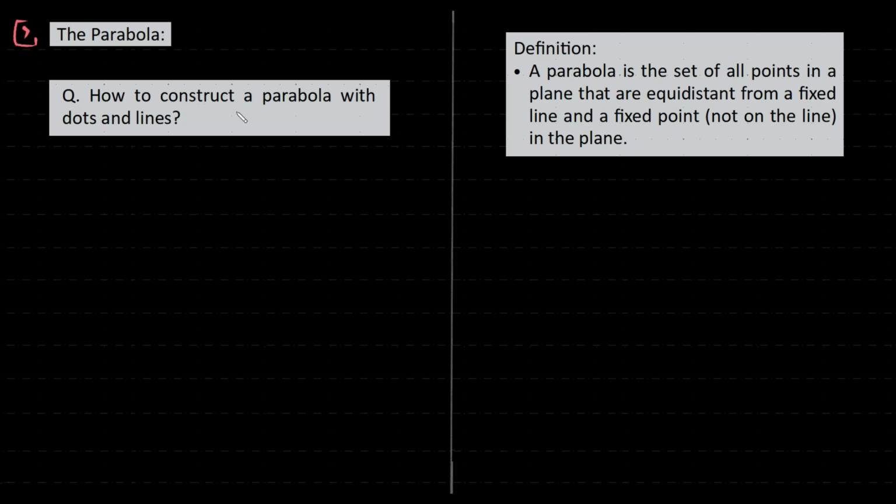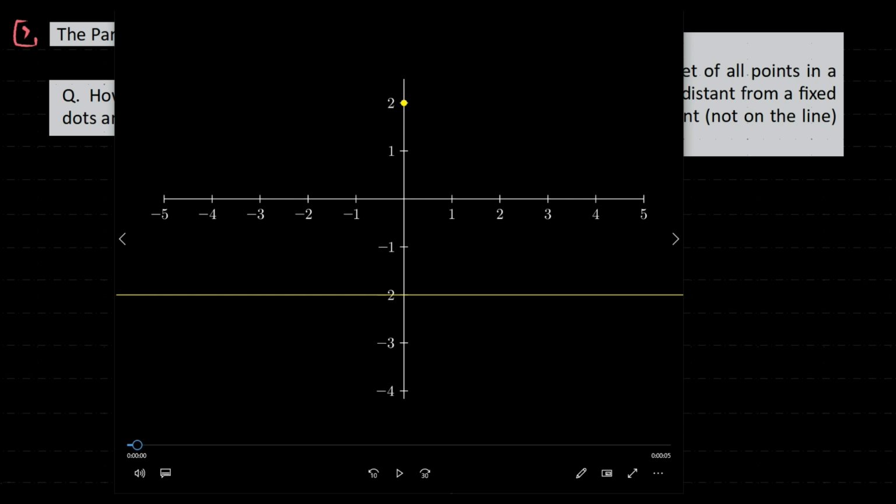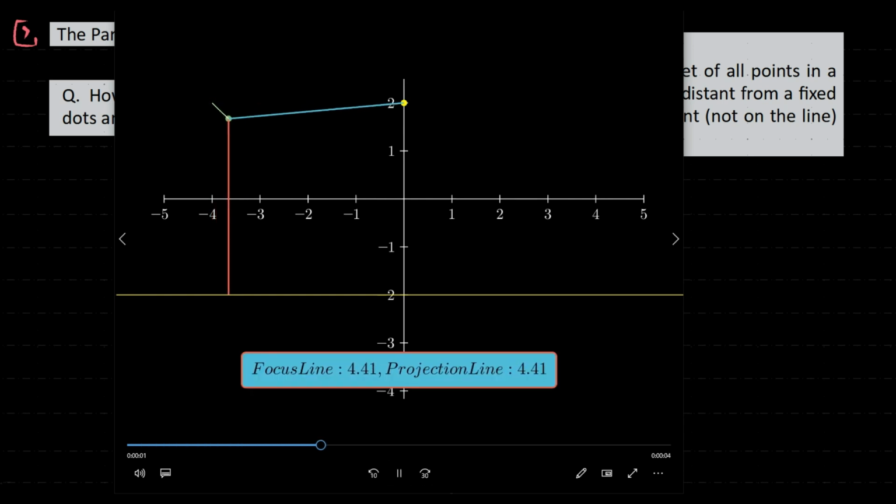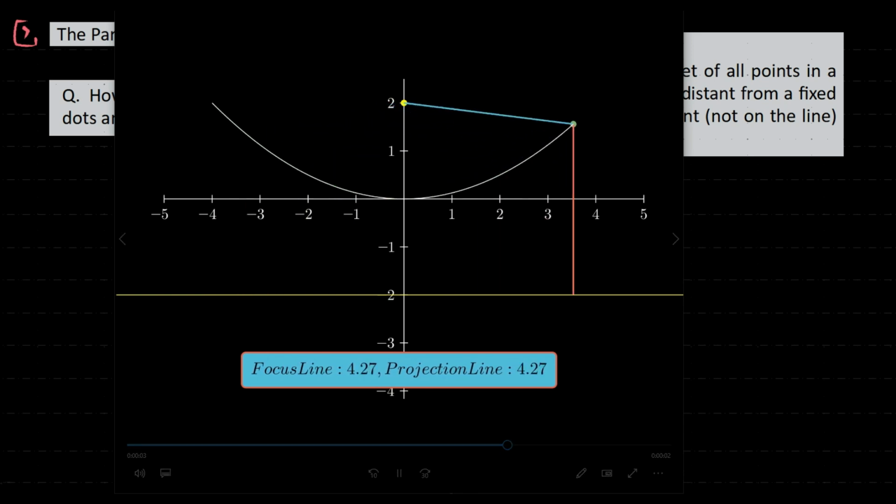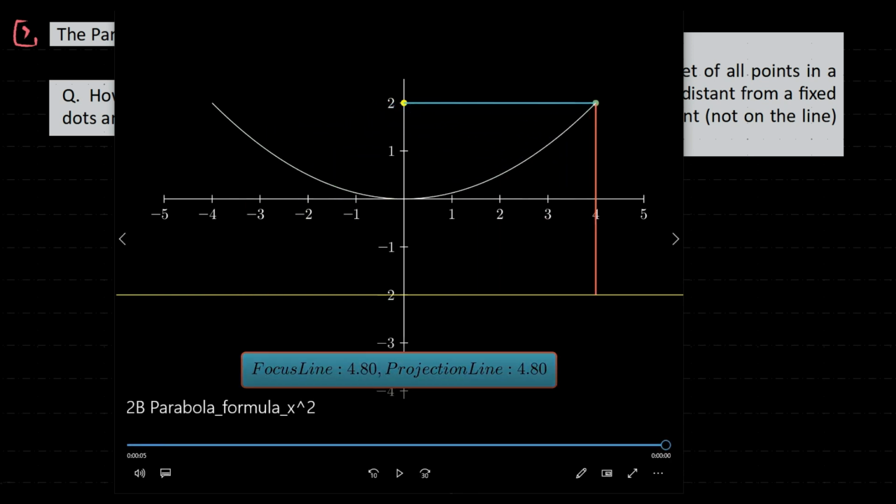How to construct a parabola with dots and lines. Let's recall this. I have a dot, I have a few lines, and with certain conditions, I have the parabola. So what are the conditions? The length from this point to the parabola should be equal to that from this point to the line over here. Of course, we have names for that, and that's what we're going to learn as well.